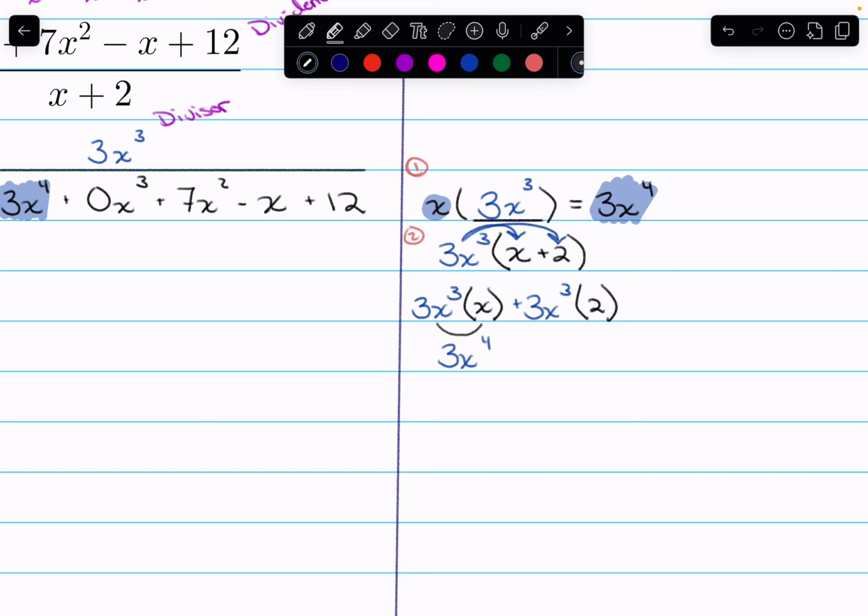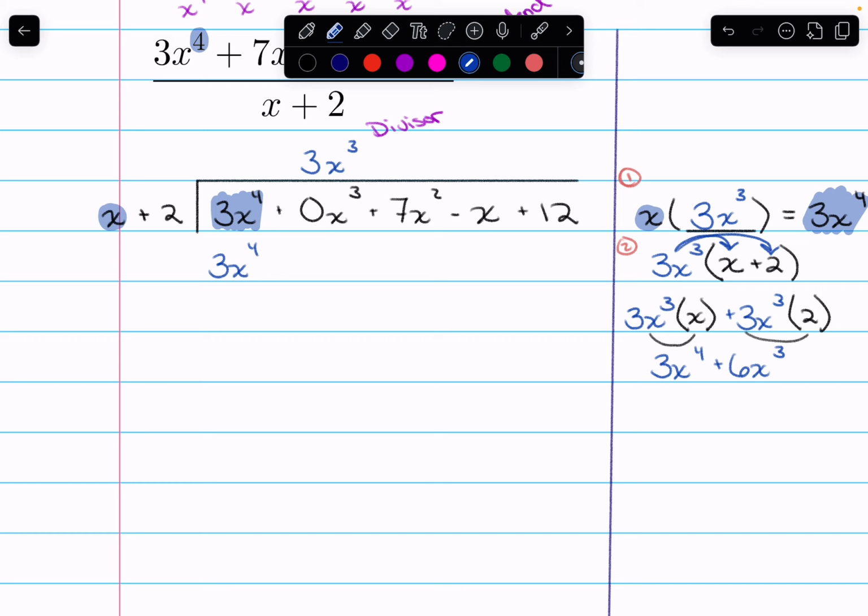And then on the second part, we can multiply the 3 times the 2, and we're going to get plus 6x cubed. And that's the end of step 2. Step 3, we're going to take the answer to step 2 and we're going to place it underneath our dividend, lining up our x values. So I've got 3x to the 4th plus 6x cubed. Okay, that's step 3.